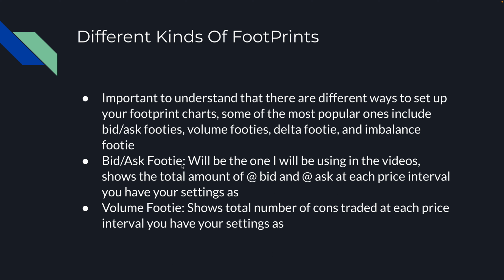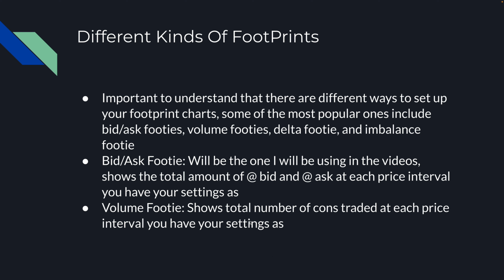So the bid/ask footprint is the one that we will be using in the videos. It shows the total amount of at bid and at ask at each price interval you have your setting as. So for example, if you have your setting set to 1 tick, it will show you each and every single at bid and at ask at each tick. If you have it for four ticks, it will take the total amount of at bid and at ask for those 4 ticks, add it up, and then tell it to you.